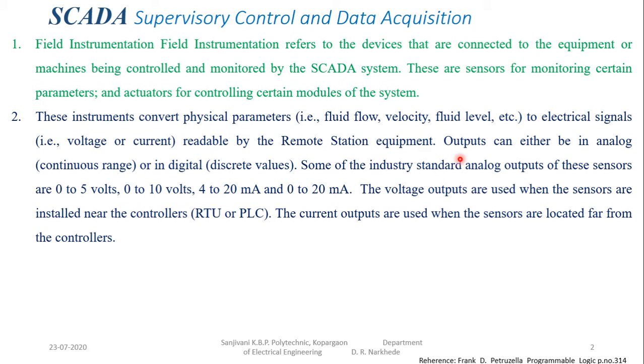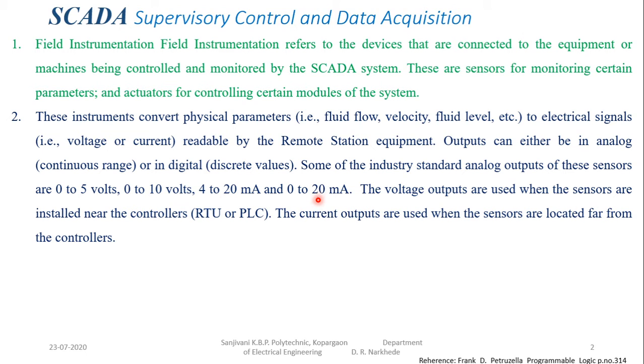So for digital we have only two definite values, 0 and 1. But for analog we are going to measure the signal in terms of voltage as well as current. If you measure the analog signal in terms of voltage, its value may be 0 to 5 volt, or 0 to 10 volt, or 4 to 20 milliampere, or 0 to 20 milliampere.